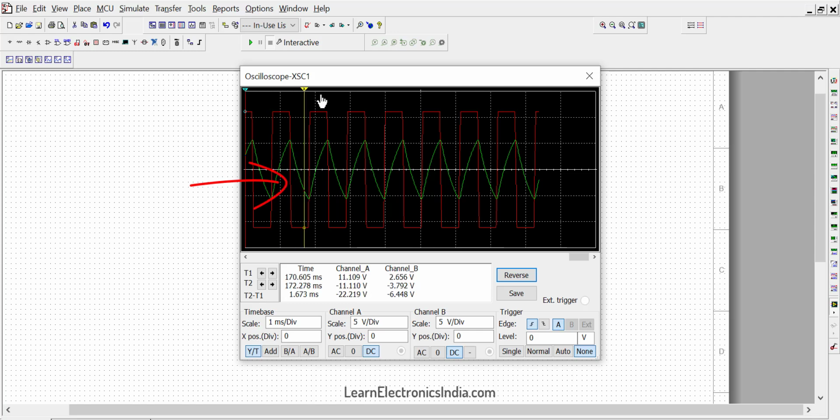Now when the voltage at the capacitor falls below the voltage of the non-inverting input, the output rises to positive saturation voltage. This cycle continues and we get a square wave as the output. You can change the value of R and C to vary the frequency.